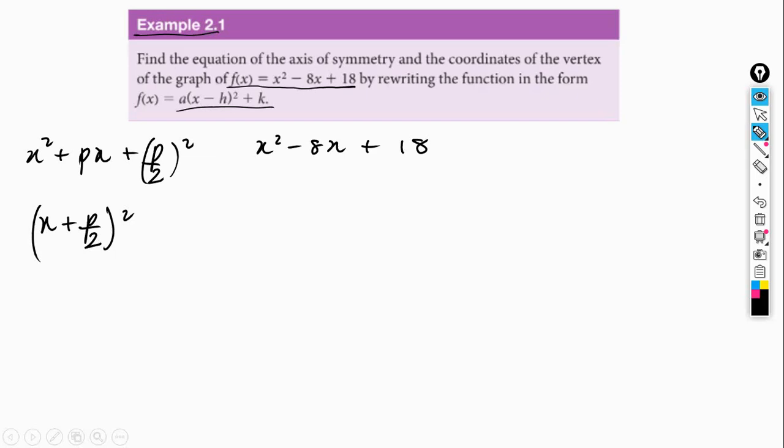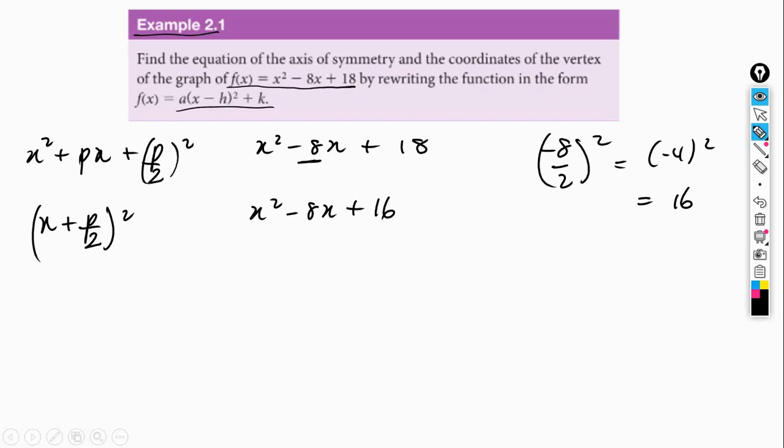In other words, notice that if I grab minus 8, divide that by 2, and square it, I'm taking this value here. This would be p. This is going to equal negative 4 squared, which is 16. That means that if I rewrite this as x squared minus 8x plus 16, this will be a perfect square, or the square of a binomial.